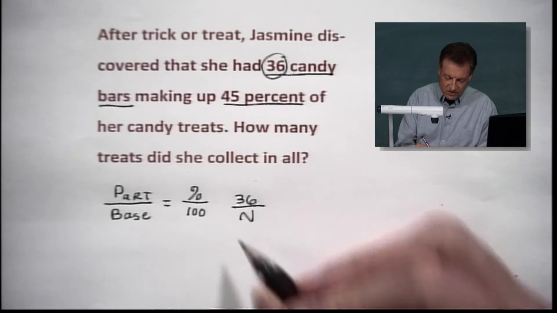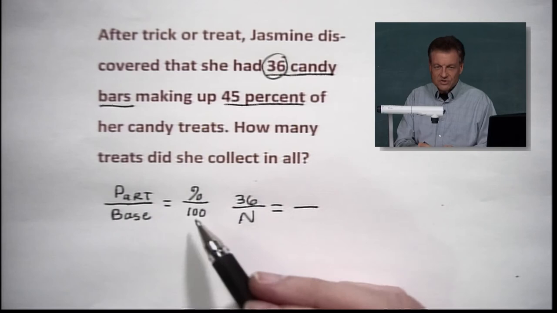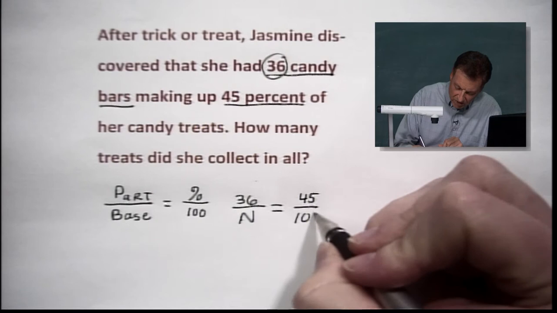Now, what is our percent? It is 45. And you know what the game plan is? Percent always goes over 100. So you can't mess that one up very much, all right? The percent is 45. We put it over 100. We are set and ready to cross-multiply.